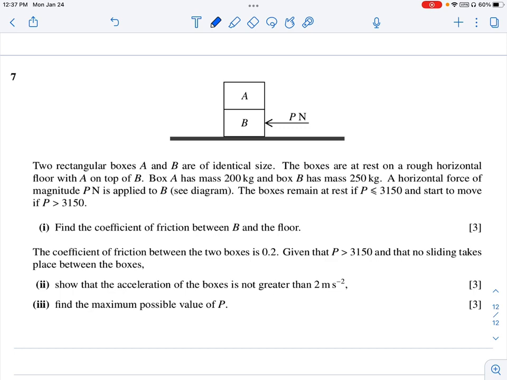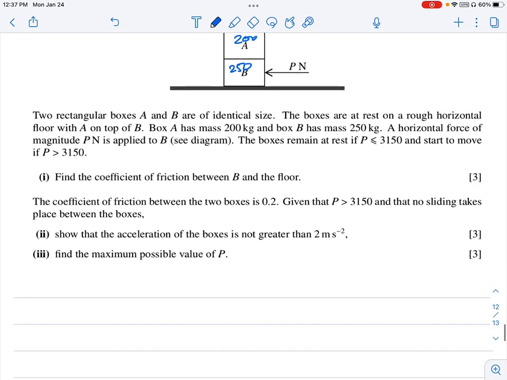So box A is 200 and box B is 250. A horizontal force of magnitude P newtons is applied on B. The boxes remain at rest if P is less than or equal to 3150 and start to move if P is greater than 3150. Find the coefficient of friction between B and the floor.